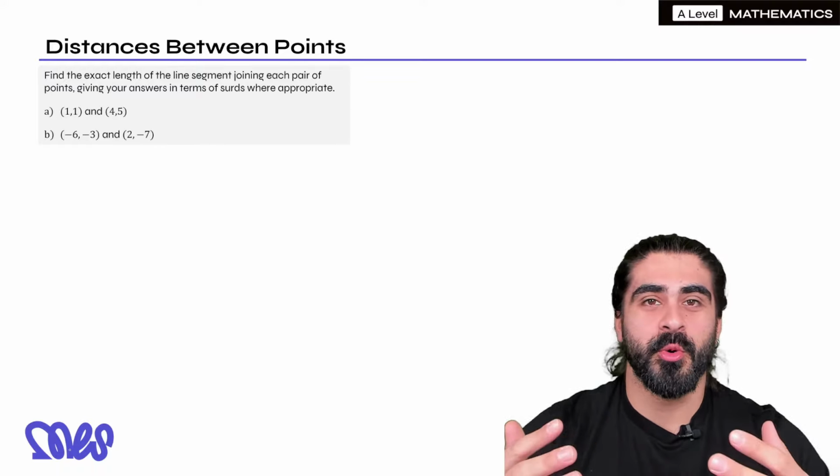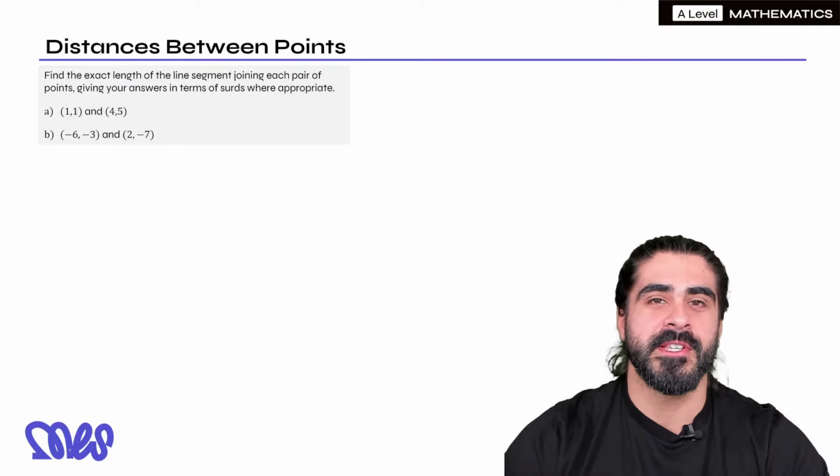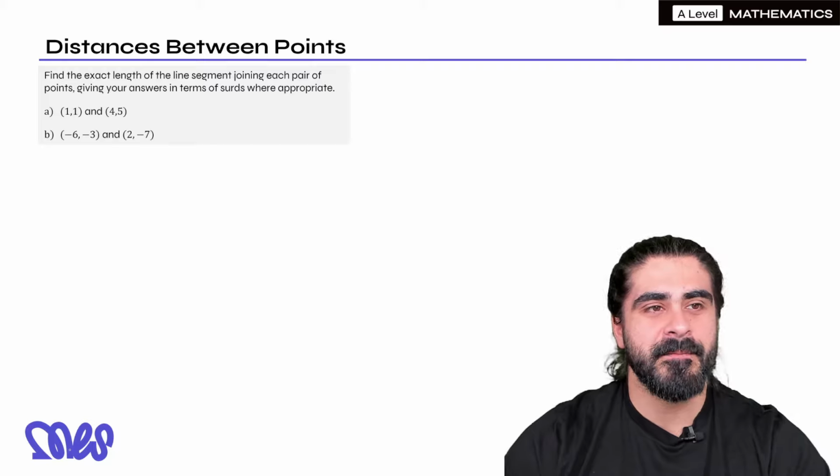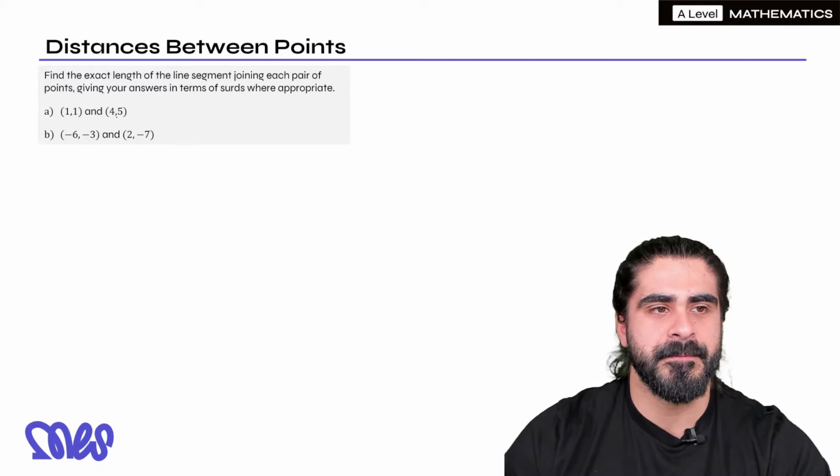Today we're going to look at some coordinate geometry, so distances between points. We're going to apply it to a pretty difficult exam question. So let's do this. The question says find the exact length of the line segment joining each pair of points, giving your answers in terms of surds where appropriate. So between (1, 1) and (4, 5).